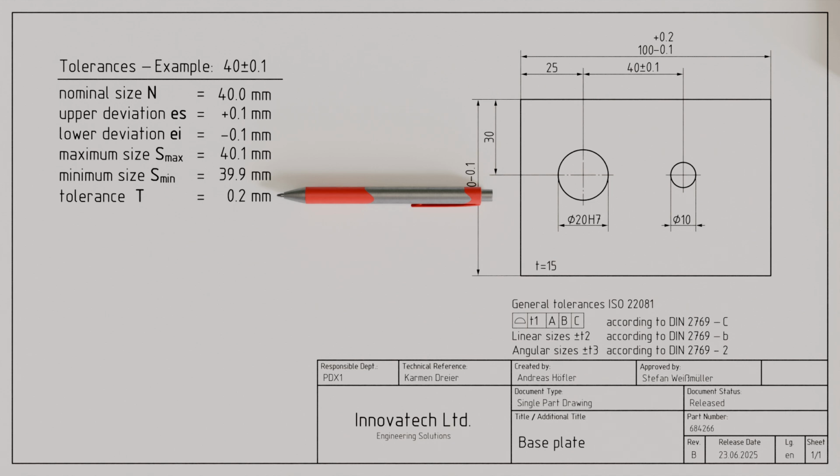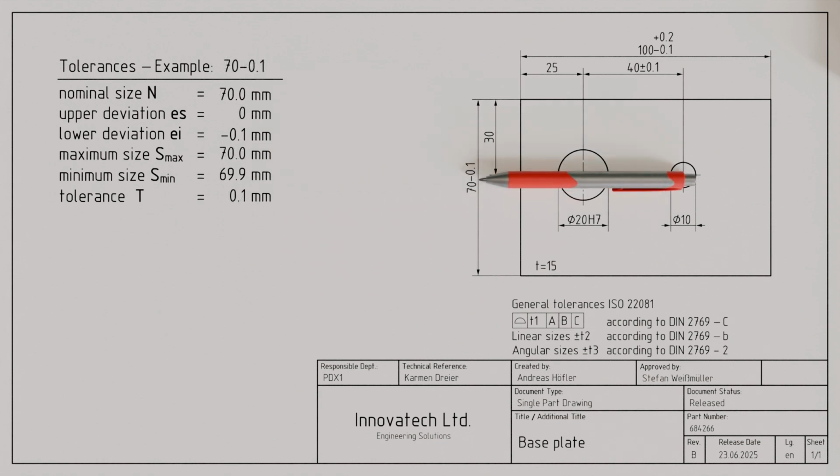Another special case in the specification of deviations occurs when an allowed limit size is exactly equal to the nominal size. This corresponds to a deviation of 0. In such cases, the deviation of 0 is usually not written down. This can be seen, for example, in the width of the base plate. There, only the lower deviation of minus 0.1 mm is specified.